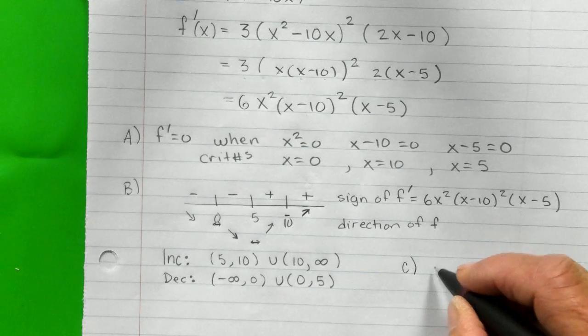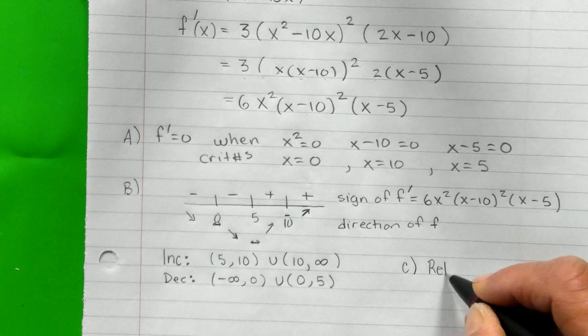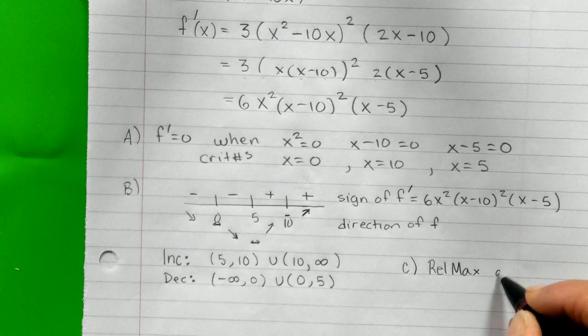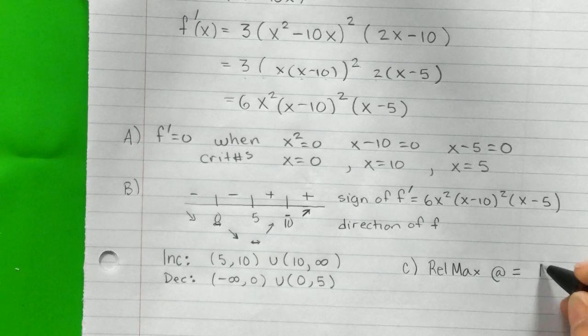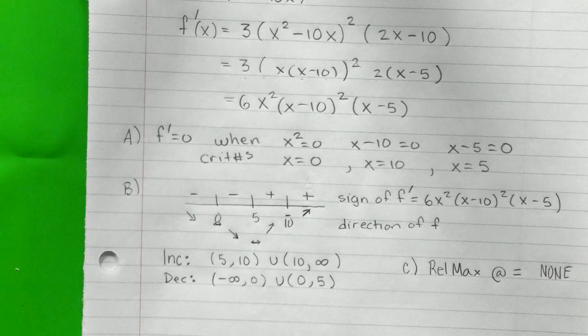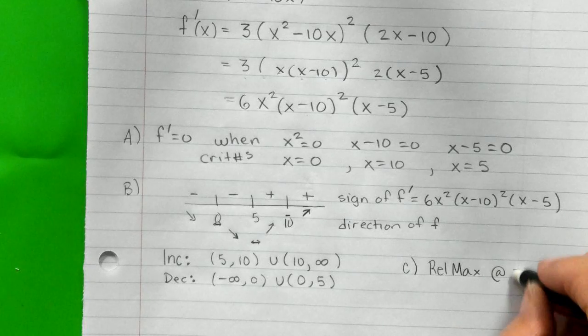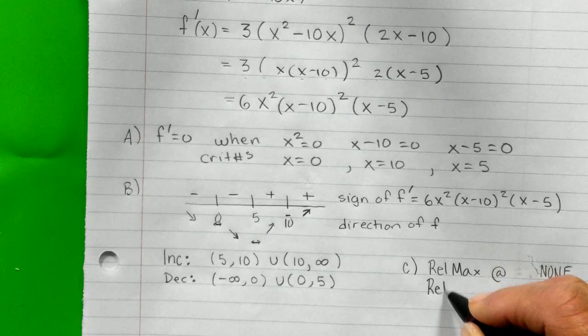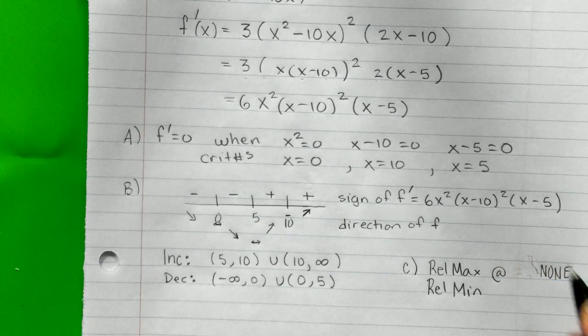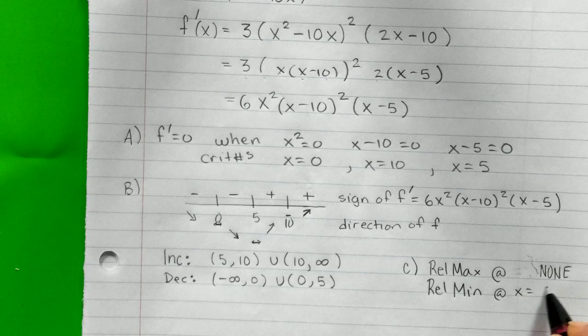So in part C, make the observation and tell me where you have a relative max. Do we have any? Do we have a relative max anywhere? Nope, there is none. It doesn't change from rising to falling. Never in my picture does it change from rising to falling. So there is no relative max. We do have a relative min. Where? At x is 5.